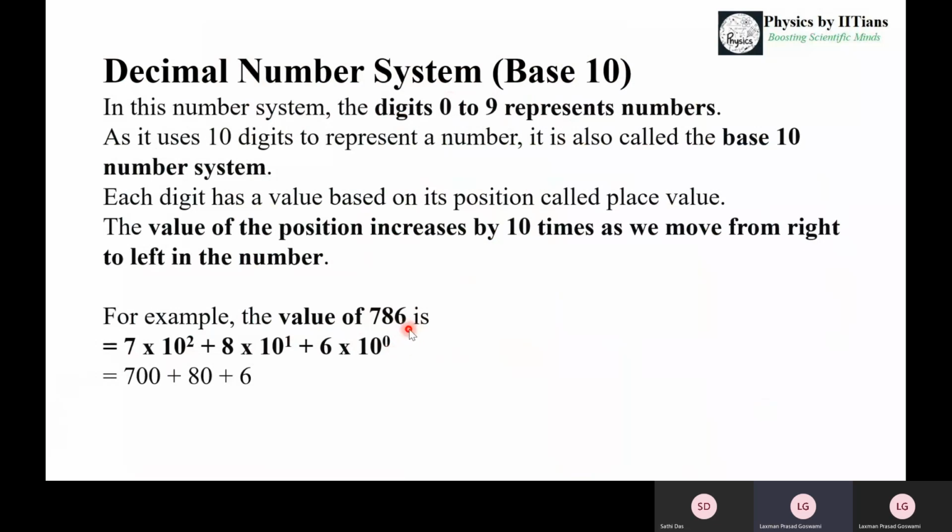Basically, we will start from the unit digit and start powering the number based on the base of the number. So here the base is 10. So we are multiplying with the base 10. So 10 to the power 0 into 6 plus 10 to the power 1 into 8 plus 10 to the power 2 into 7. In this way, we can write this 786 number.